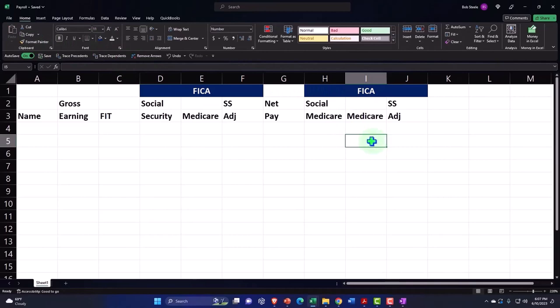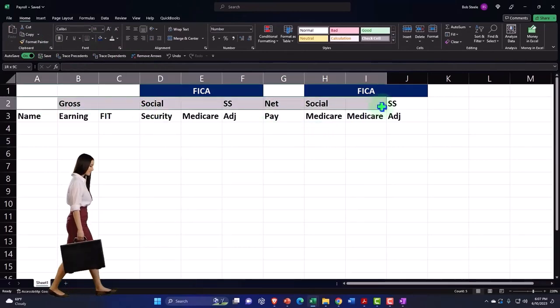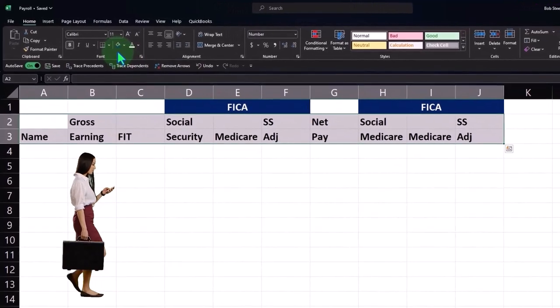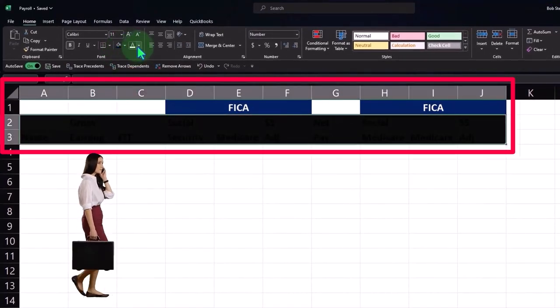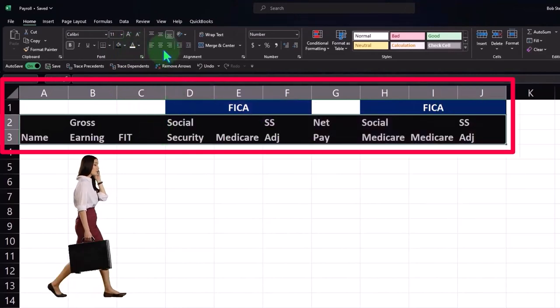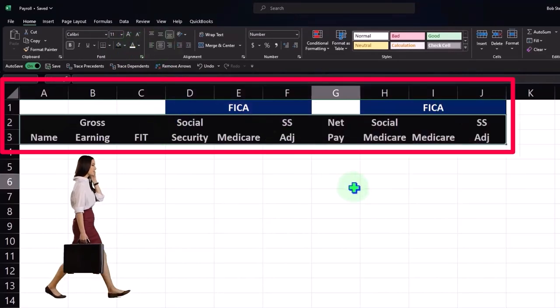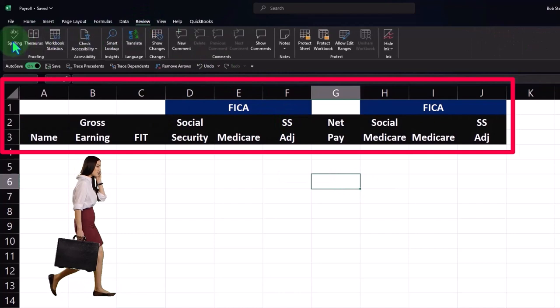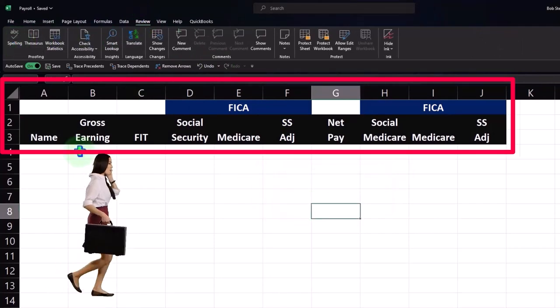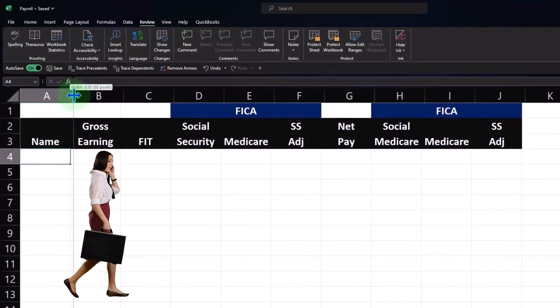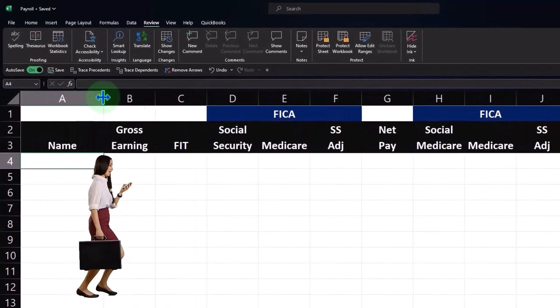Okay, and then I'm gonna say, let's make these all black and white. I'm gonna go up top and say, let's make this black and then white, and let's center them. And then let's check the spelling. I'm sure I misspelled something, right? No? Really? Serious? I think spell check is broken. That never happens. So we're gonna say, okay.